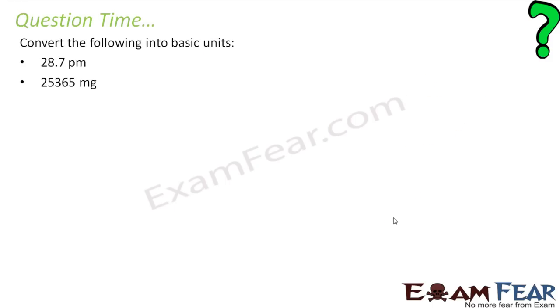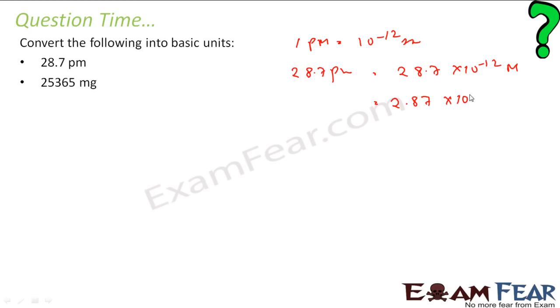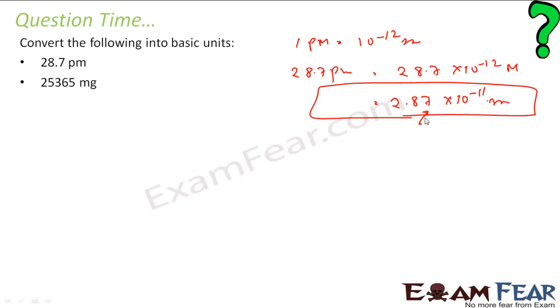Now we have a question time. We have to convert this into the basic unit: 28.7 picometer. So let's start with this. 1 picometer is 10 to the power minus 12 meter. So 28.7 picometer will be nothing but 28.7 into 10 to the power minus 12 meter, and that will be 2.87 into 10 to the power minus 11 meter, and that is my SI unit, because this is in meter.